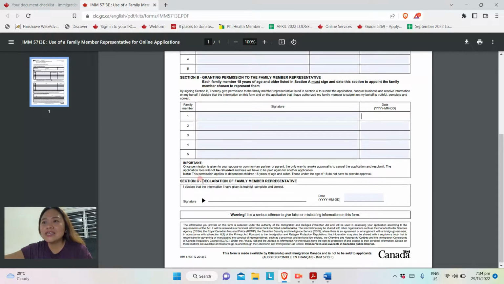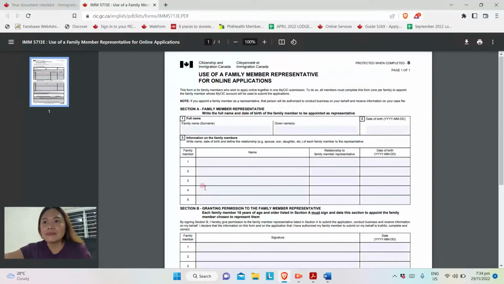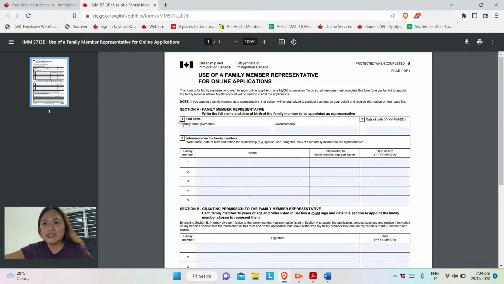And then on section C, declaration of family member. I declare that the information I have given is truthful, complete, and correct. So who will sign this? The main applicant, the name who's written on number 1.